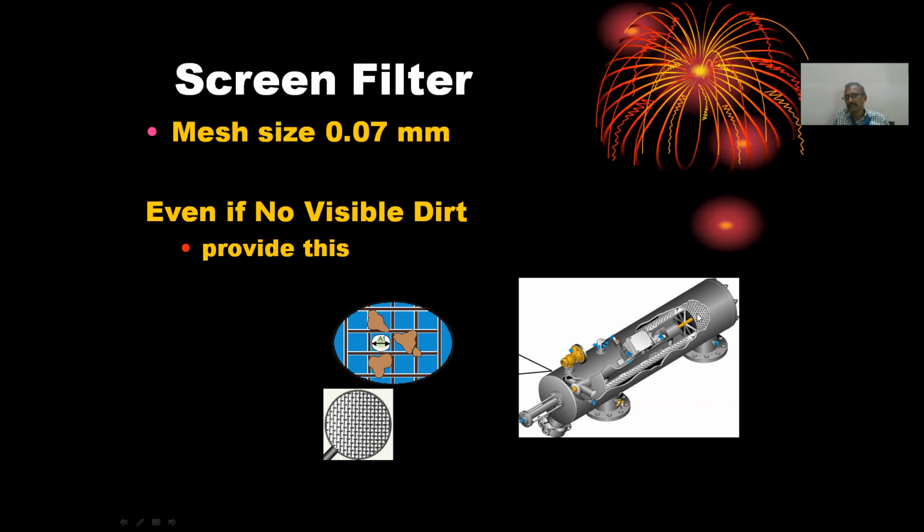The materials that clog the system get deposited over the surface, and periodically they have to be removed and cleaned. There are also provisions for automatic cleaning by backwashing. Normally the mesh size used for screen filters is 0.07 mm, or in microns, 70 microns.